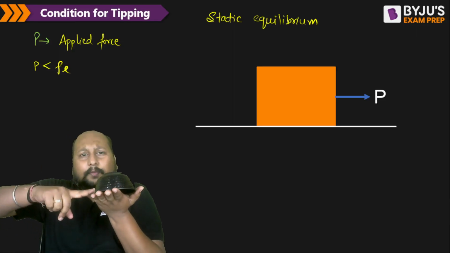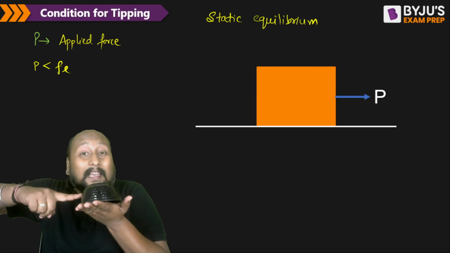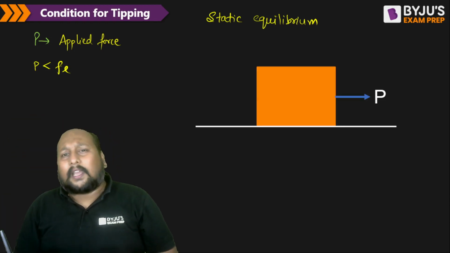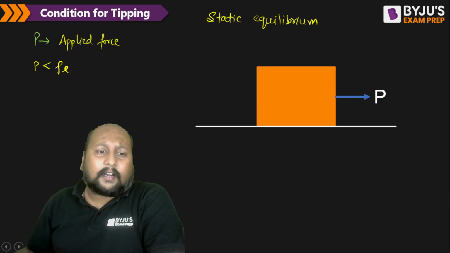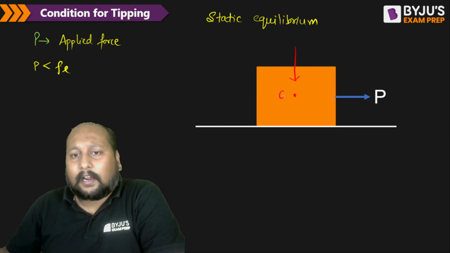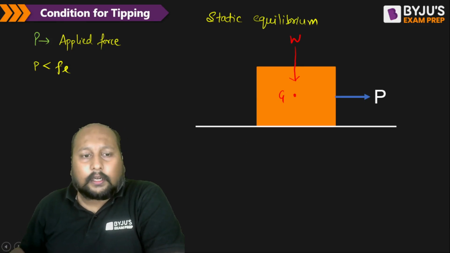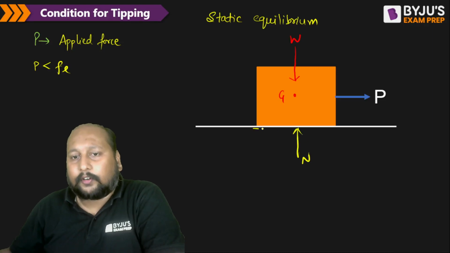I'm applying a force P, but this force P is not sufficient to overcome that limiting friction, right? So can we say this body is in static equilibrium, right? Now if I try to draw the FBD, what will we have? Sir, we'll have this as the center of gravity, this will be the weight of the body, okay, right? And if I draw the normal reaction, this will be the normal reaction, and this will be the direction of friction.